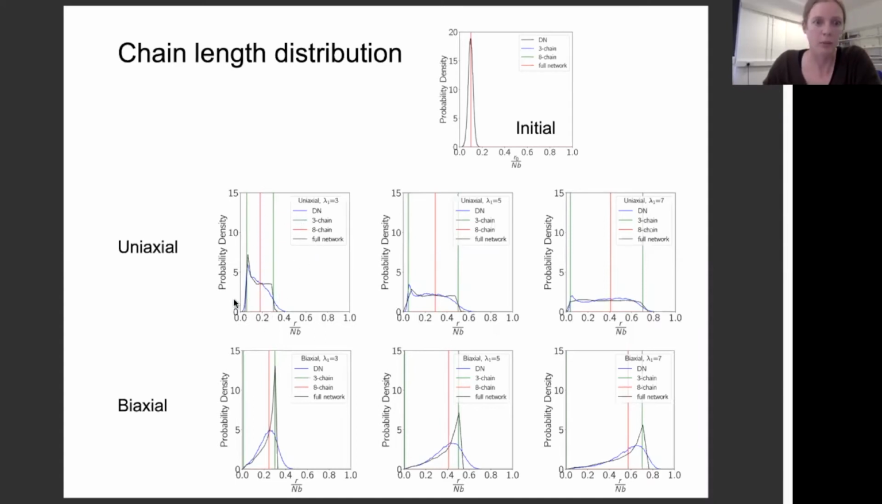And the full network does predict some distribution, which is the black curve here, and the blue is the discrete network representation. So you can see how the full network predicts quite well the distribution of end-to-end distances during deformation, with this flattening of the curve. And in the biaxial case, which is the case where the full network model is not that accurate, we can see that the origin is that it actually misses some of the highly extended chains. So the full network doesn't capture some of the highly extended chains you see in the random model.